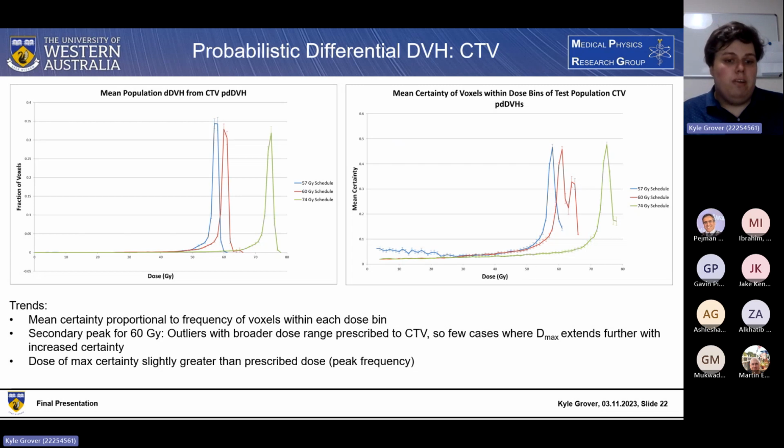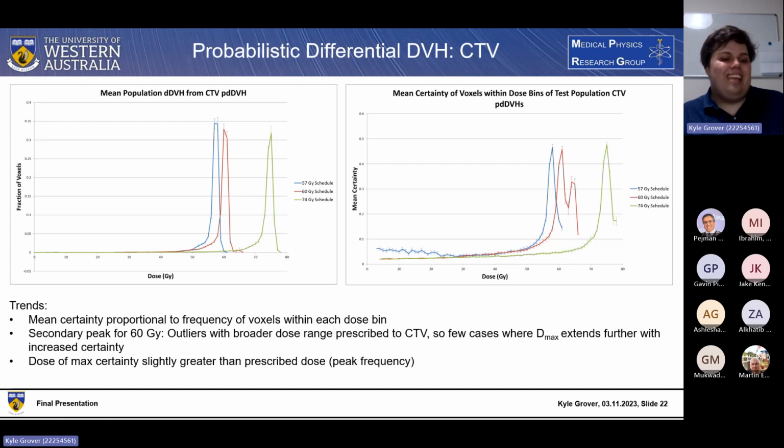In terms of the trends we do see, the mean certainty for CTV is proportional to the frequency of voxels within each of the dose bins. In particular, the outlier case, the secondary peak here, was mostly due to a couple of outlier cases where the broadness of their DVH plots ended up being too large compared to the rest of them. That was mostly a formatting error on my end, and there are improvements that can be made to move that out. I don't have too much time to talk about that in as much detail as I would like.